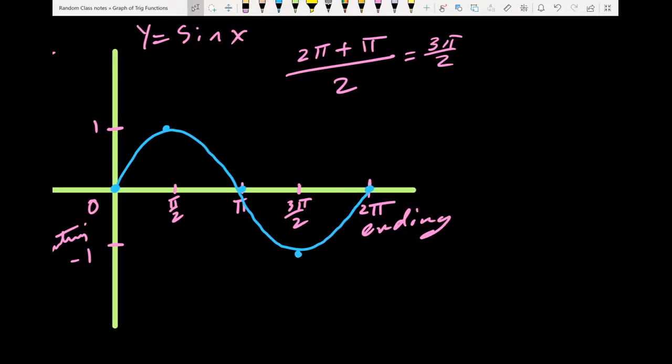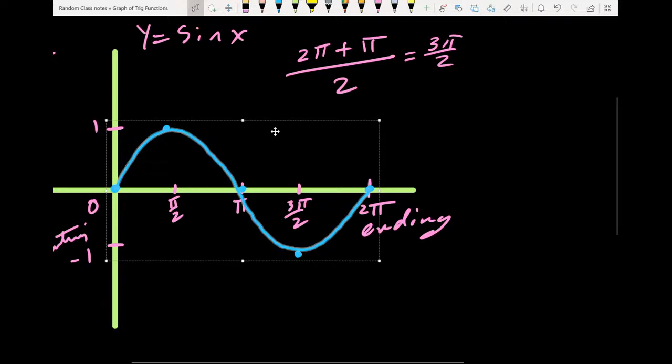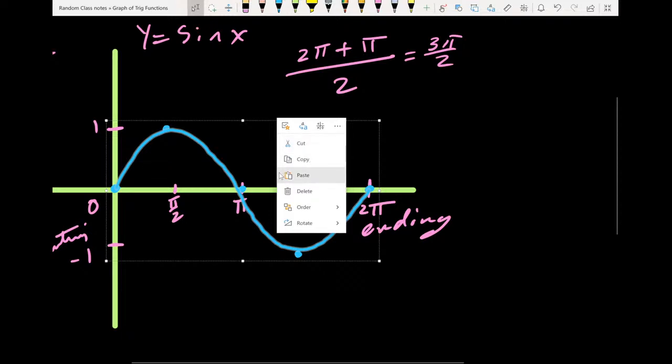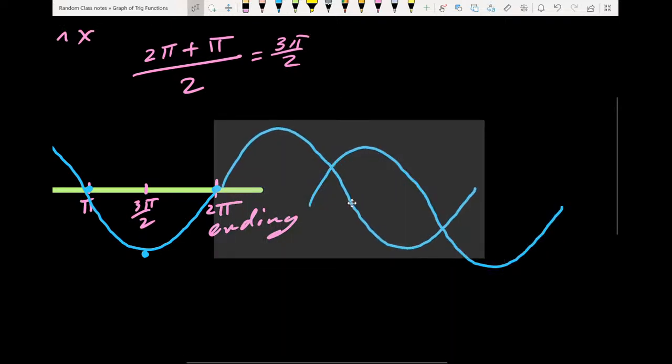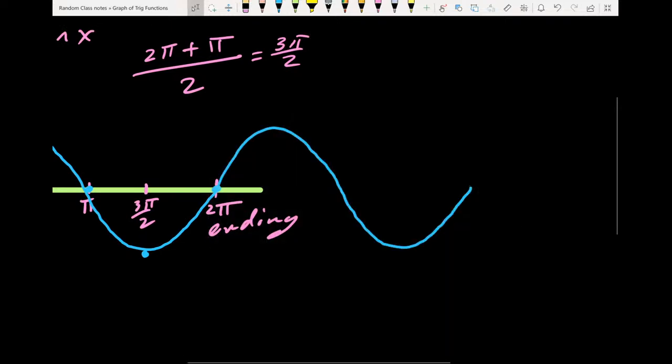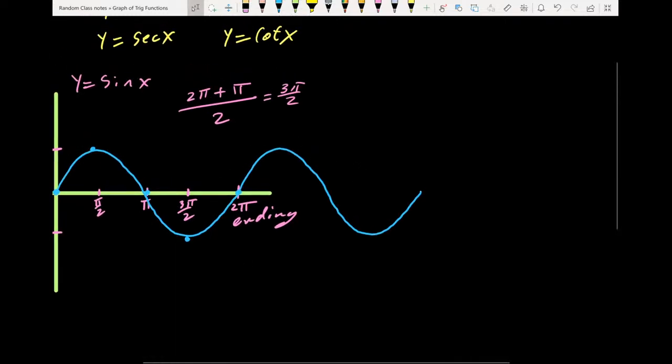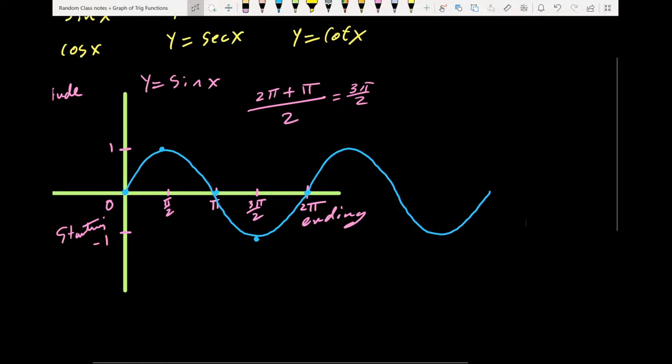Now, remember, sine is a periodic function, right? How do I copy it? Copy and paste. Do you see? It repeats for every 2 pi. And it oscillates between that. And you could keep on going and going at it. All right, good. Have I lost anyone yet?